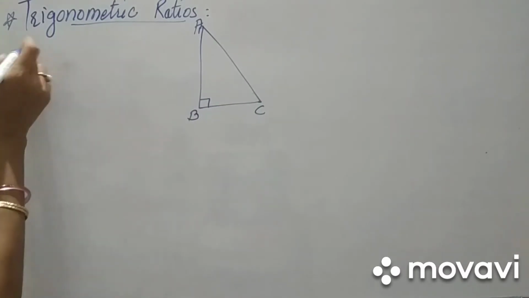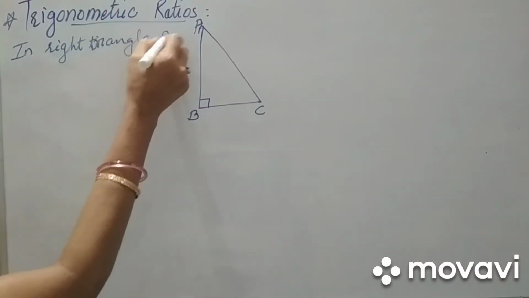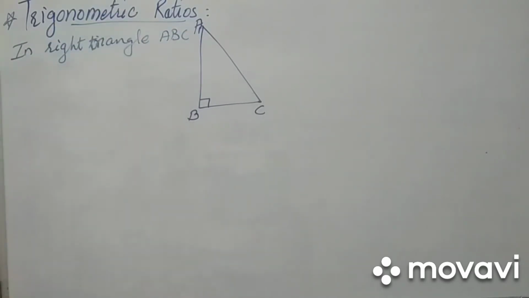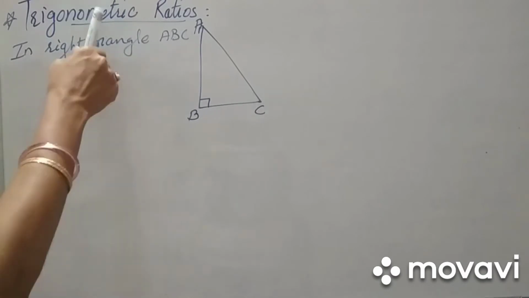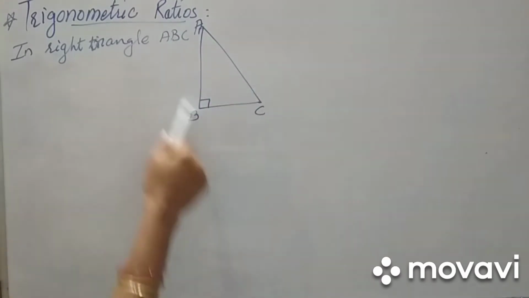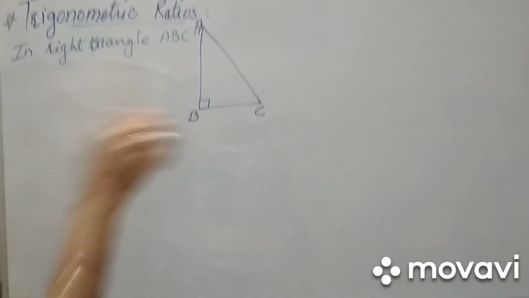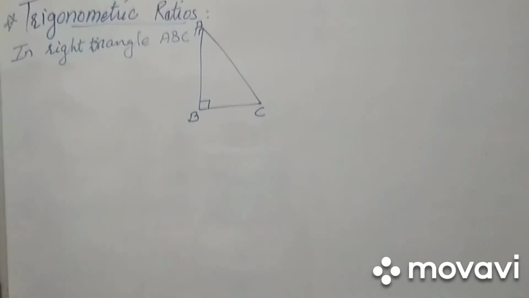Now we are talking about a right triangle ABC. In right triangle ABC, we are talking about various ratios, trigonometric ratios. These ratios are dealing with the sides of the same triangle. Now, first of all, we will understand the right angle triangle.